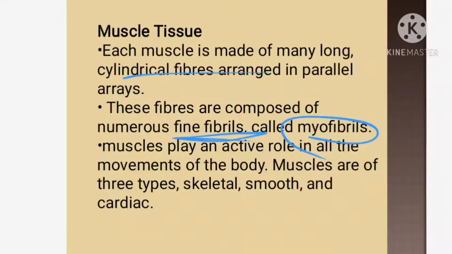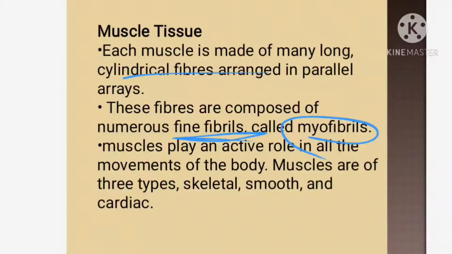What do we call them? Myofibrils. So myofibrils combine together, forming another structure, and only then is the muscle bundle formed. Okay, and these muscles are of three types. How many types of muscles are there? There are three types of muscles.